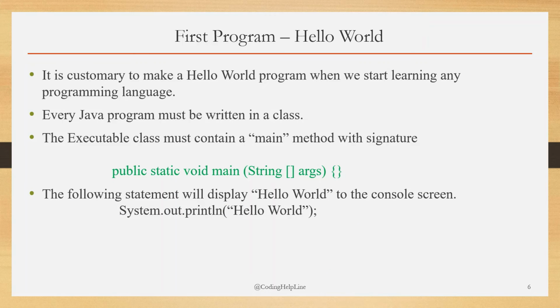The following statement will display hello world to the console screen. System.out.println: out is an object that points to the current terminal or console output, the console screen. So println means print new line. Hello world will be the parameter to the function that will be printed to the screen.